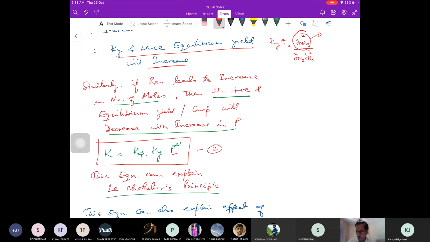So if there is no change in number of moles, if 2 moles of reactant give 2 moles of product, then nu is equal to 0. That means in this equation, equation 2, P raised to power of 0. You take any pressure, कितना pressure बढ़ाओ कम करो कुछ भी करो, कुछ नहीं फर्क पड़ेगा. Ky will remain the same. And this is not explained by Le Chatelier's principle. It is explained by this equation only.